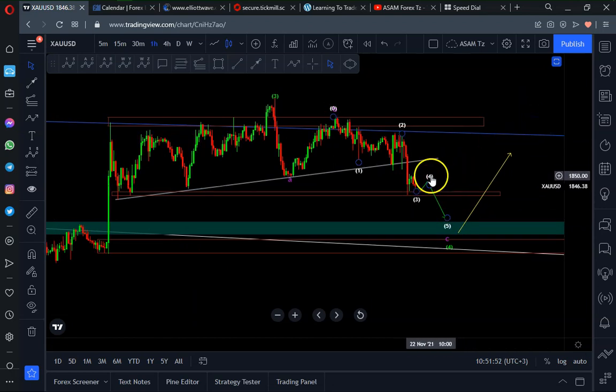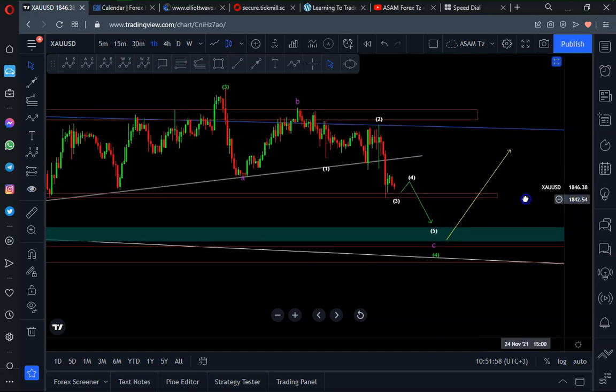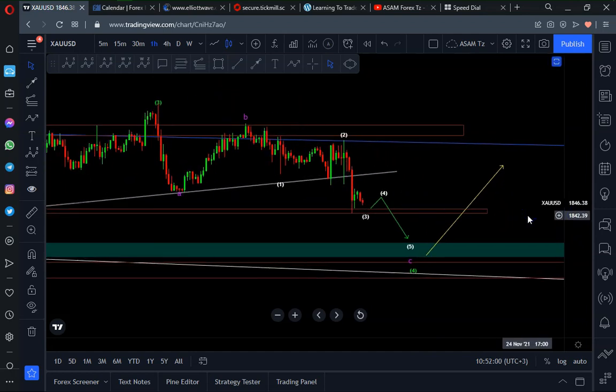But if you'll be taking sell trades next week, you have to set what we call small targets. You have to set very small targets. So this was the target of this video, mainly to share this idea.